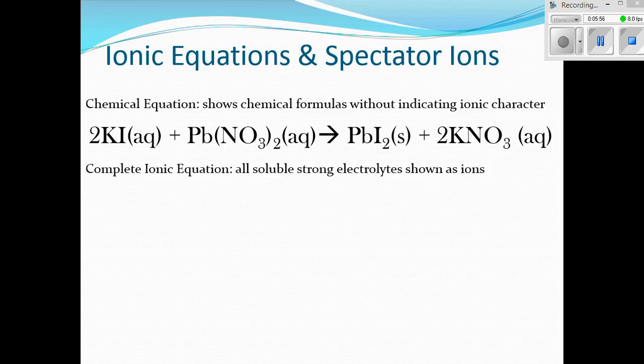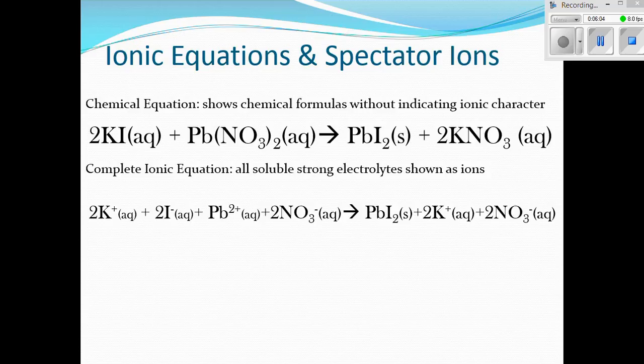The complete ionic equation shows the strong electrolytes as ions, because that's what happens when they're in aqueous solutions. They're actually as ions. So potassium iodide becomes the potassium ion and the iodide anion. Notice, for the balanced equation there was two of them, we do still have a balanced complete ionic reaction.